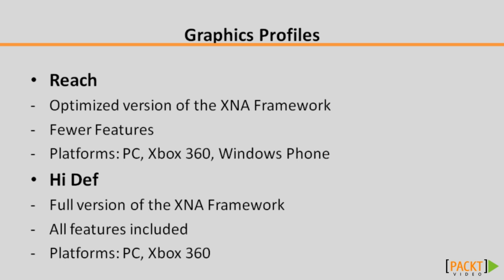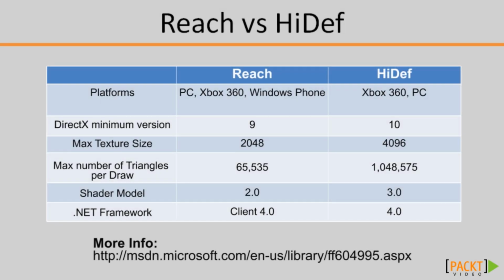This optimized version of the XNA framework is meant to be lightweight so that the platforms with fewer physical resources, such as a Windows Phone, can run games optimally. High Def differs in that it features a full XNA framework and is meant to be run on systems with a lot of resources, such as the Xbox and a gaming computer. Here we have some highlighted differences between the two platforms. To see more detailed information, you can always visit the official MSDN website at the link provided.